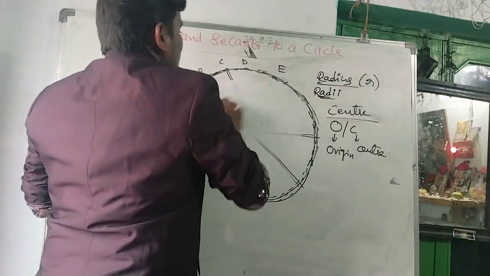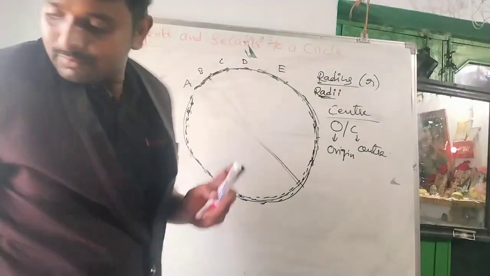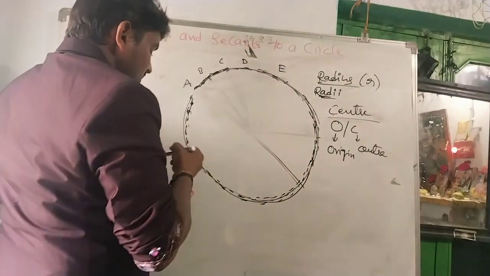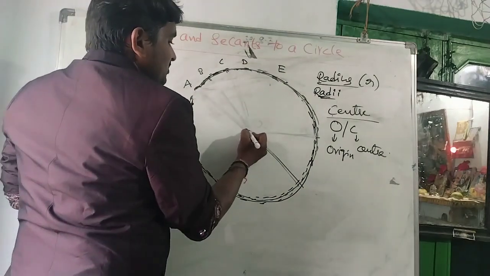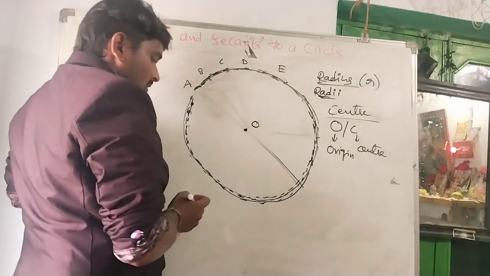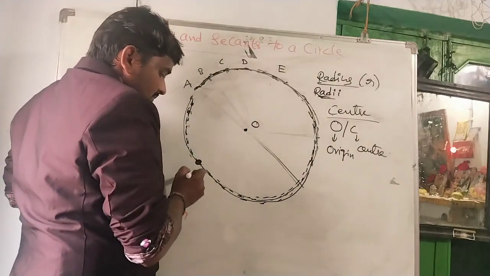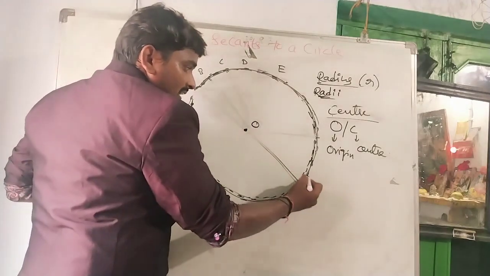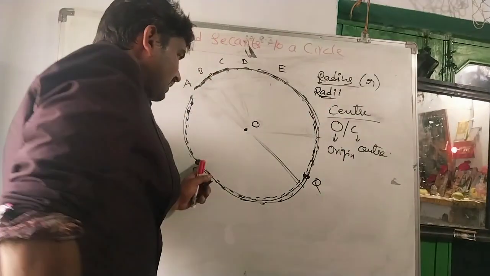And the next one is chord. The next definition is chord. Take any 2 points on a circle. This is the first point P and this is the second point Q. How many points have I taken here? I have taken 2 points.